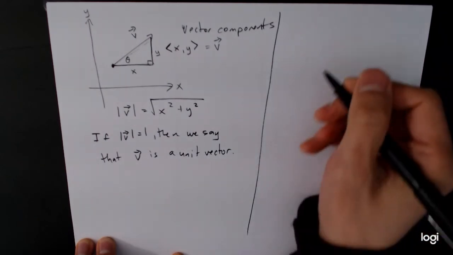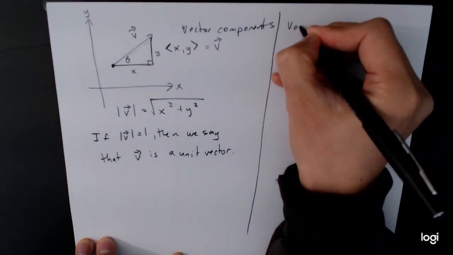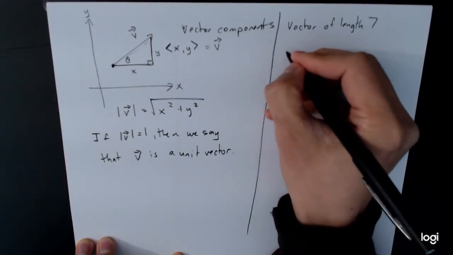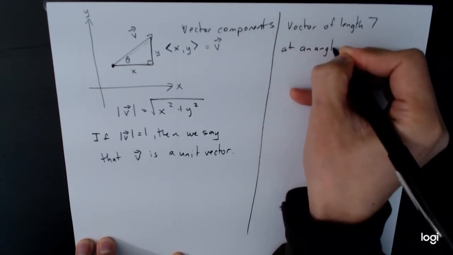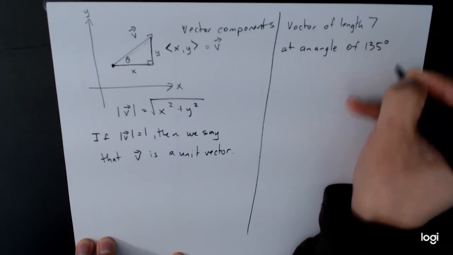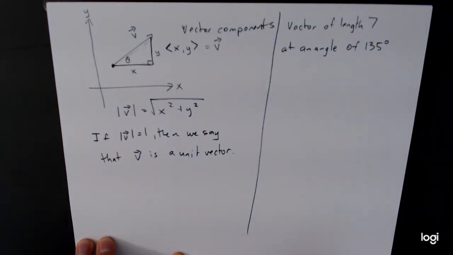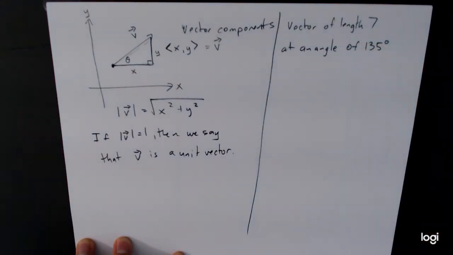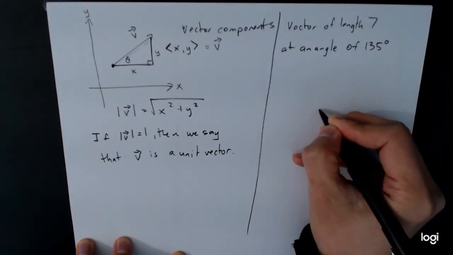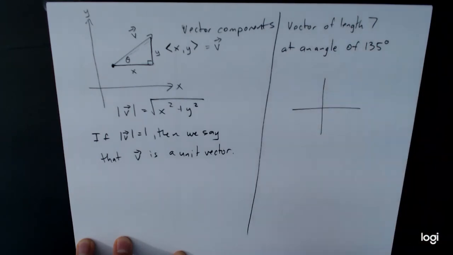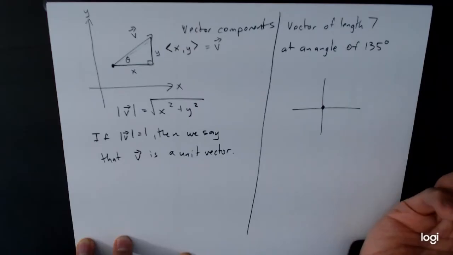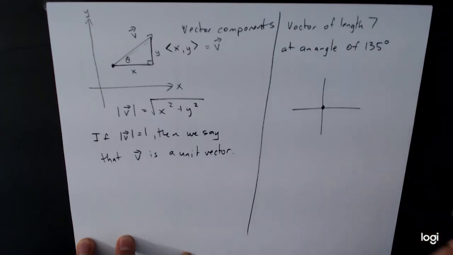All right, so what can we do with this? Well, I can now tell you that we have a vector of length 7 at an angle of 135 degrees. And I can ask you to find the components of that vector. So take a moment and see if you can figure out from this information what the components of that vector must be. Okay, so draw coordinate axes. I'm going to go ahead and put this initial point of the vector at the origin just because it makes this picture easier to look at, but it doesn't have to be there. It could be anywhere we want it to be.